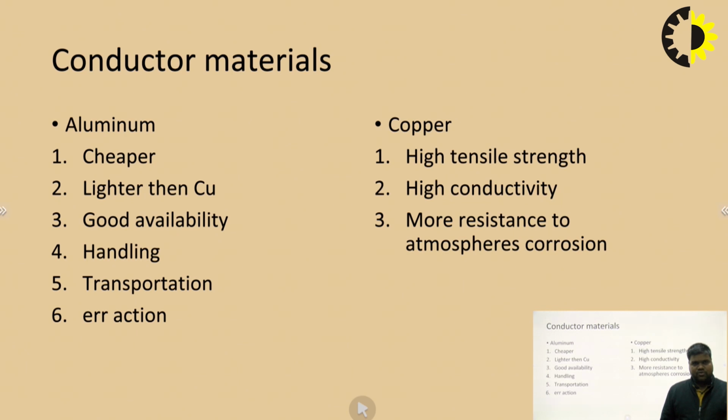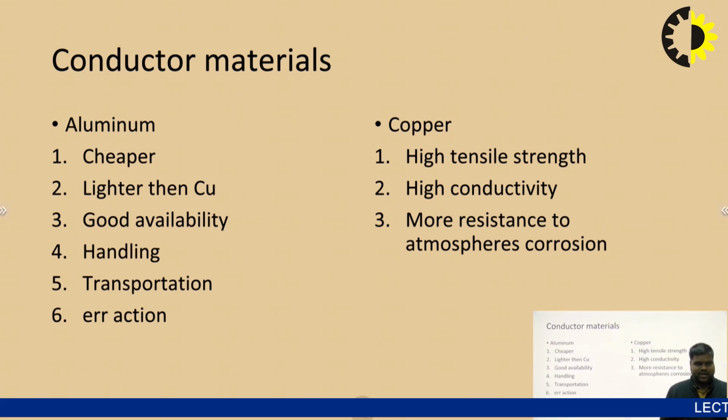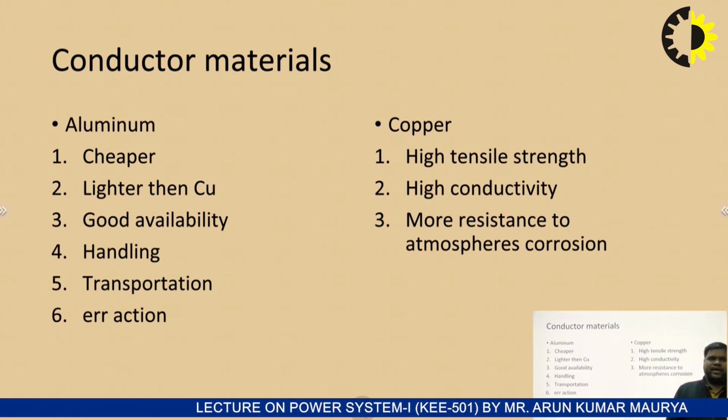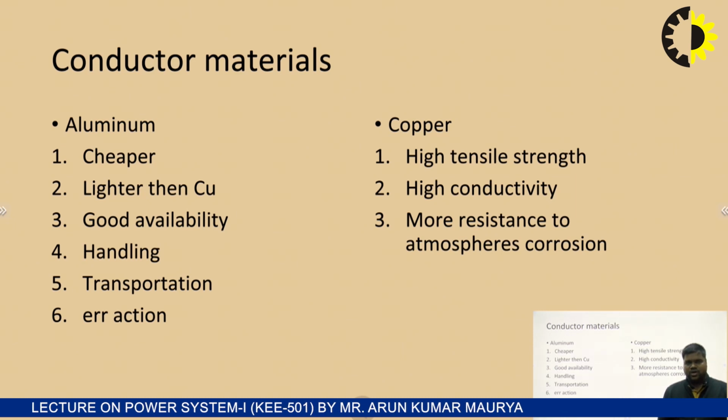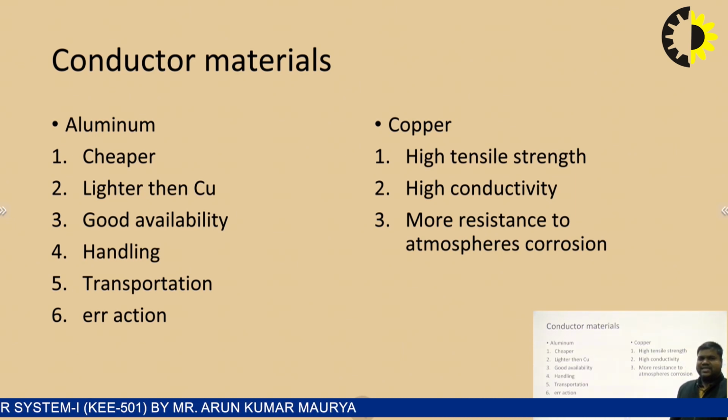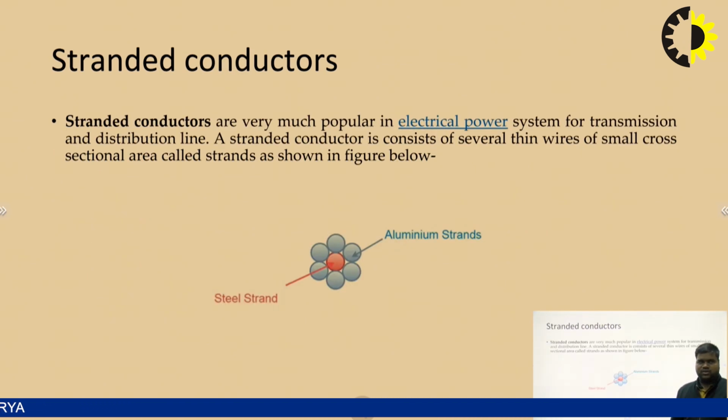If we talk about the materials of the conductor used, the first one is aluminum, and the other one is copper. It is widely used in our applications, as we all know. If we see the comparison and advantages of both conductor materials, aluminum is cheaper and lighter than copper, with good availability, easy handling and transportation. On the copper side, its tensile strength is high, it has high conductivity, and more resistance to atmospheric corrosion.